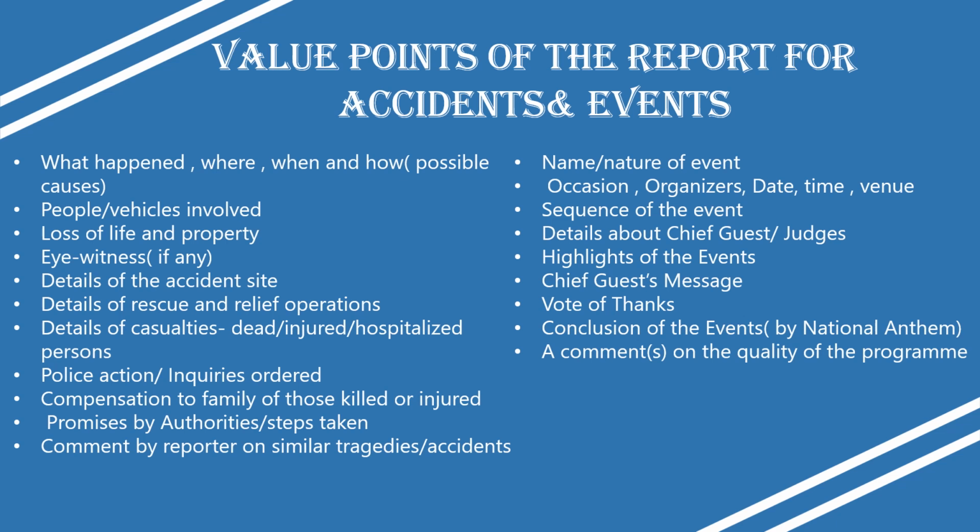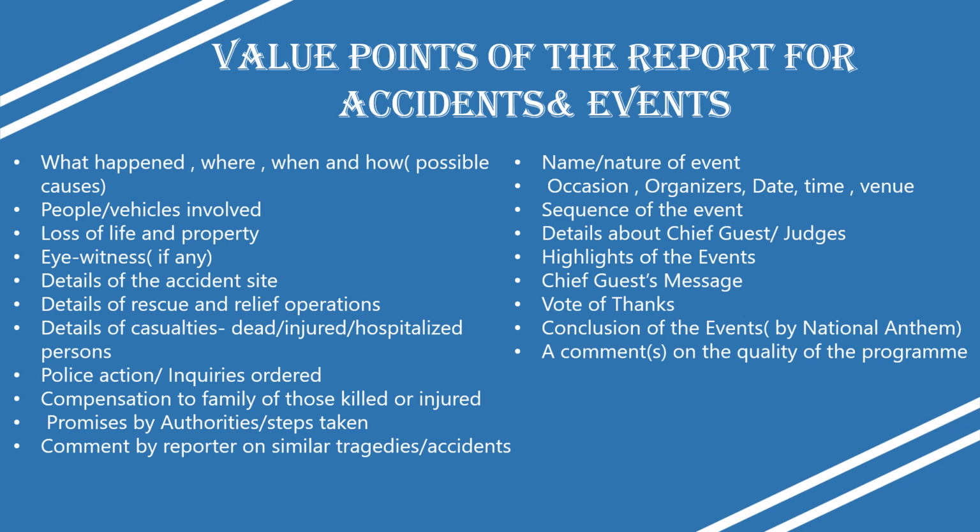Value points for report writing for accidents and events, because these are the different kinds of reports generally asked. In case of an accident, as I told you earlier, the first, introductory paragraph will cover the 5 WH questions, that is, what happened, where, when, and how, and the possible cause. Then talk about the people or the vehicles involved, loss of life and property, eyewitnesses, if any, details of the accident site, in what condition it is, and details of rescue. Don't worry a lot, because report writing and article writing both are guided composition. You will be getting points.